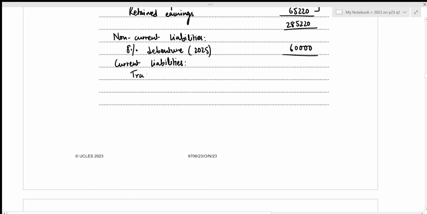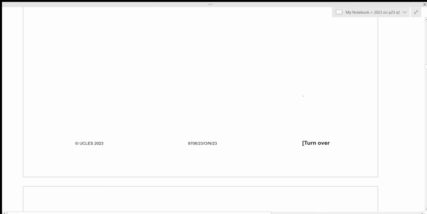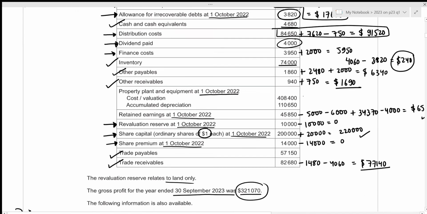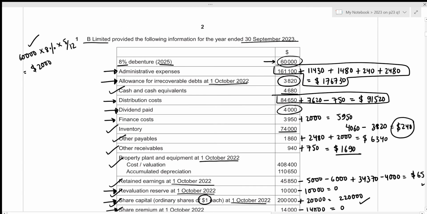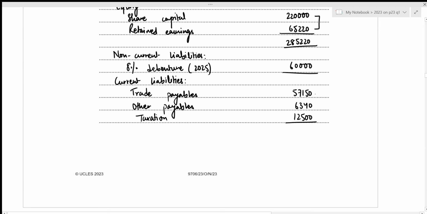So the first one we had was trade payables of 57,150. Then we have other payables of 6,340 and provision for taxation of 12,500. Okay, let's see if we included everything. This is included. We've included the net book value of our asset. We included our finance cost, dividend paid, distribution cost, allowance, administrative expenses, debenture. Yeah, we included everything.